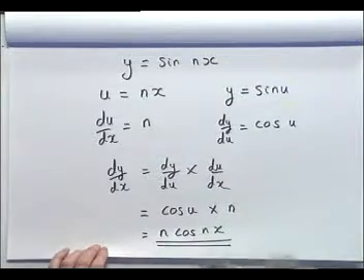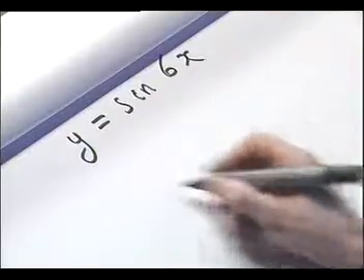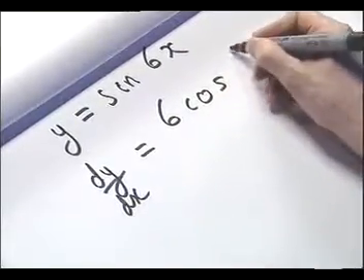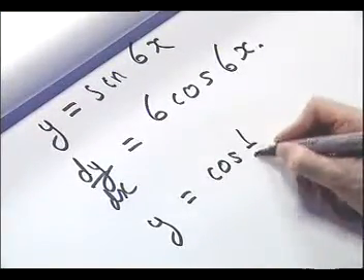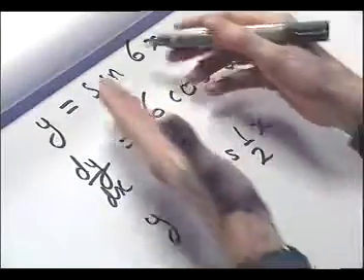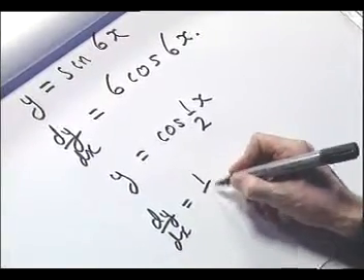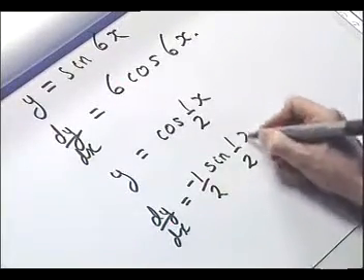So if we're just going to write down the answer, let's take y is sine of 6x. And then dy by dx is just 6 cos 6x, just by using the standard result that we had before. Similarly, if we had y was equal to cos a half x, well, just because it's cos, it's not going to be any different to sine, really. And so dy by dx is equal to 1 half, and the derivative of cos is minus sine a half x.